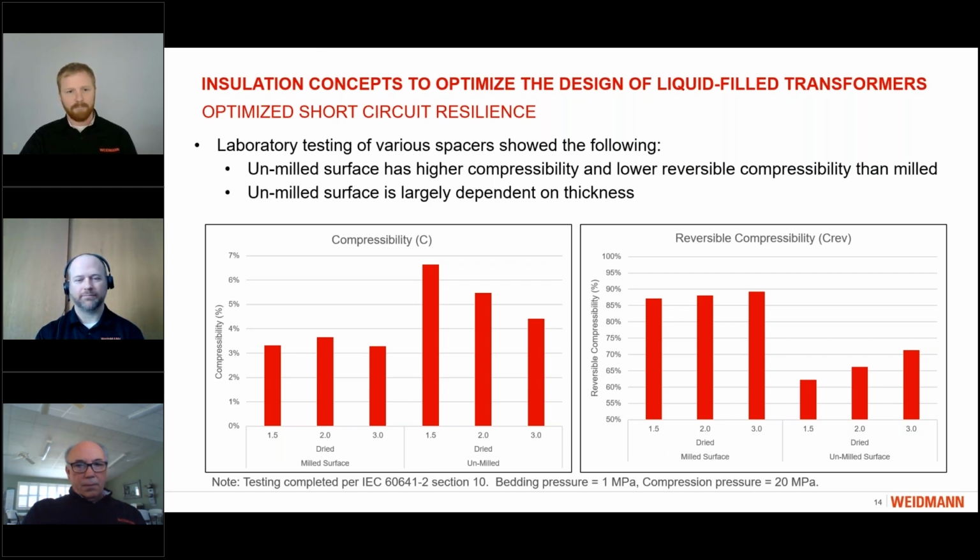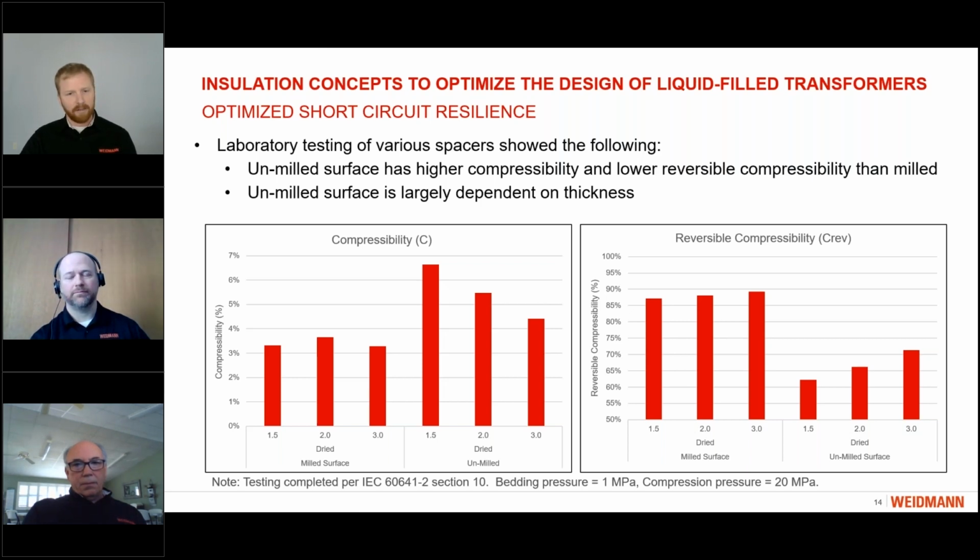For the compressibility on the left-hand graph, we have the three spacer thicknesses, 1.5, 2, and 3 millimeter, all with the milled surface condition, where that screen pattern had been removed. And on the right-hand side, we are looking at the unmilled spacers where that screen pattern is fully intact, as it was following the manufacturing process.